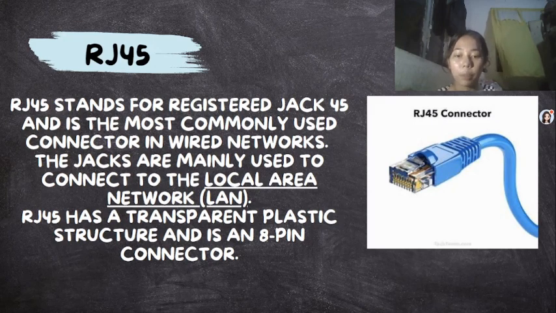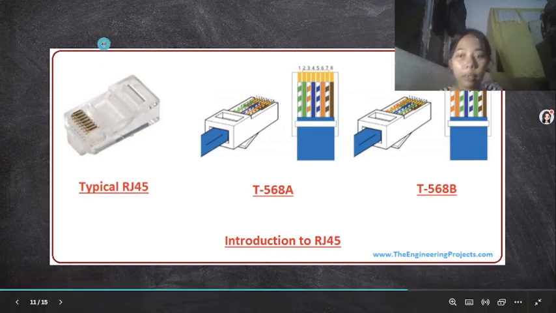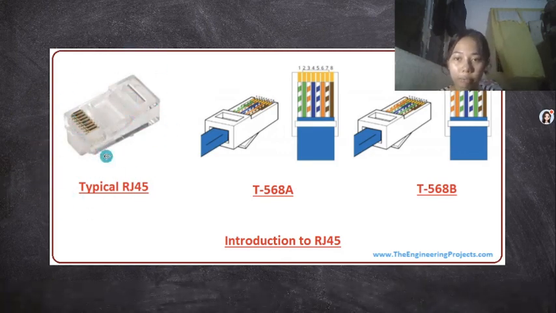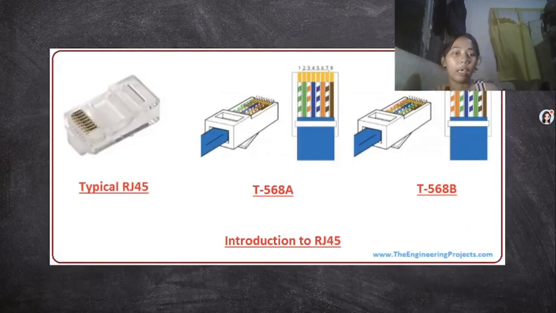RJ45 has a transparent plastic structure and is an 8-pin connector. So there are two types of RJ45: T568A and T568B. The RJ45 has 8 pins.